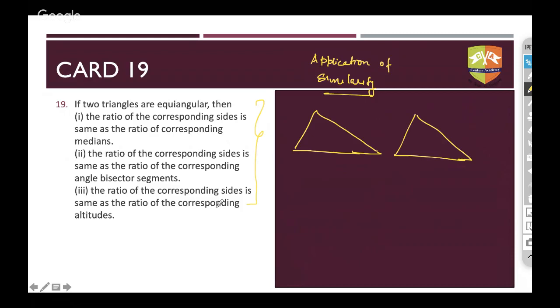Okay, I can see no other doubts. Very good, so let's move ahead. Now we are on card number 19, and it says, if two triangles are equiangular, then the ratio of the corresponding sides is same as the ratio of corresponding medians. Equiangular is nothing but equilateral triangle. So let us take two equilateral triangles.